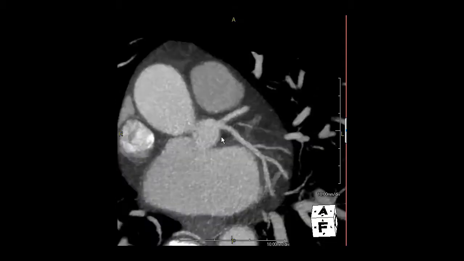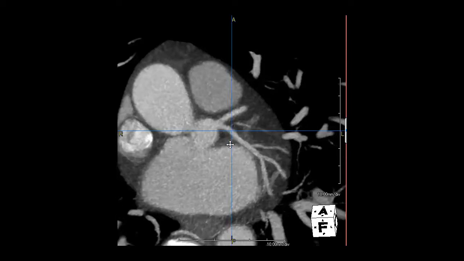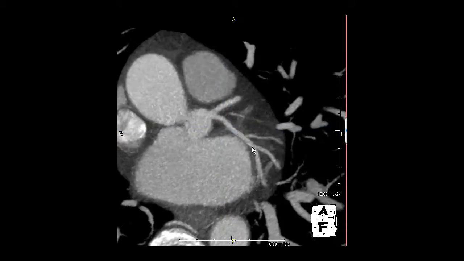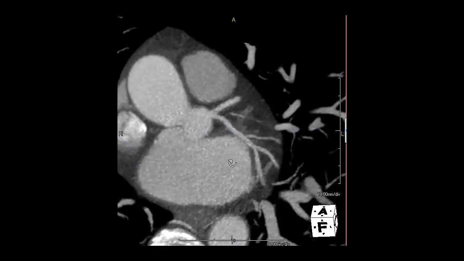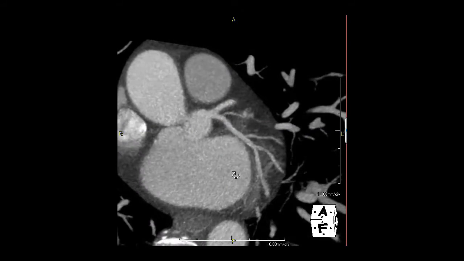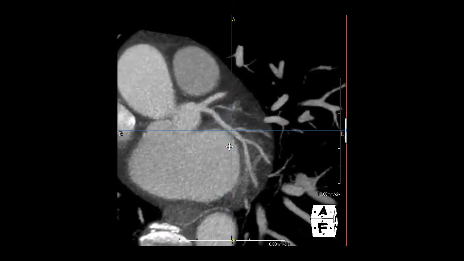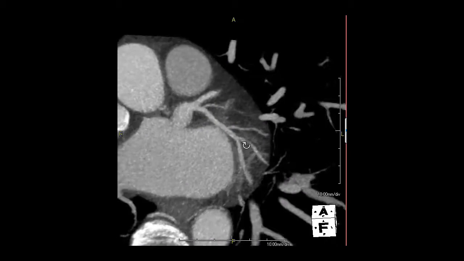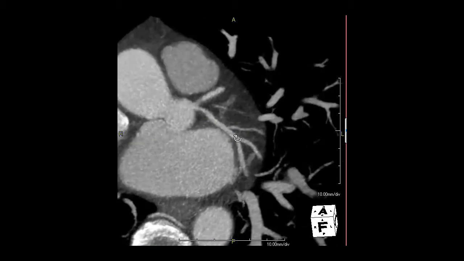We're now focusing on the left circumflex artery. The vessel appears to be non-dominant. Images are slightly noisy in these regions, but I see nothing to suggest any major disease. The vessel may be normal, although I cannot exclude some mild focal atherosclerotic disease.